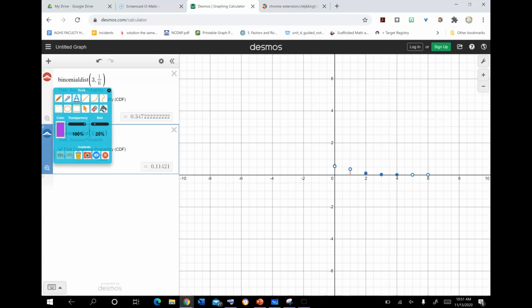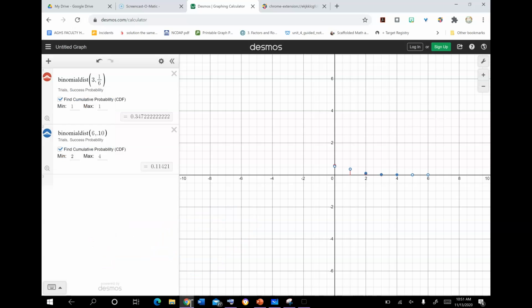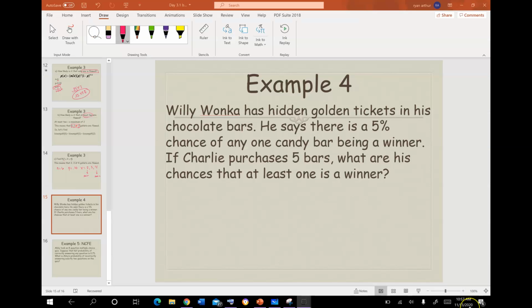So nothing rounds. That 1 does not round that 2. So I've got 0.1142. Change it to a percent. There's an 11.42% chance that I have 2, 3, or 4 goblets flawed. Okay? All right, so example 4.